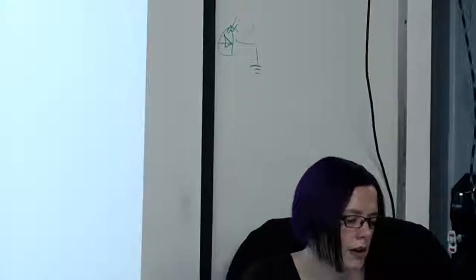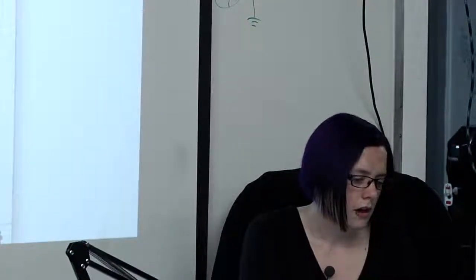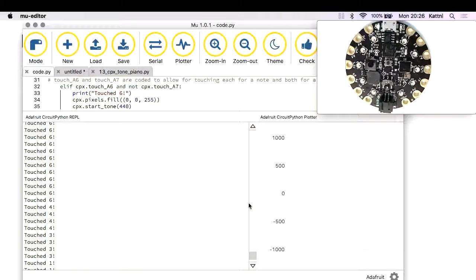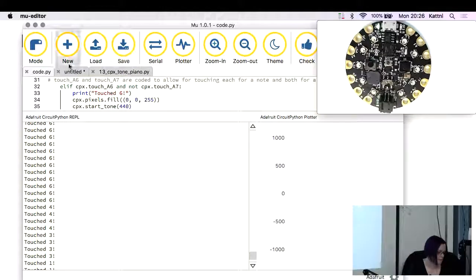But so the thing is, Mu has a plotter, which I did not have. I could run some code real quick now that I think about it. Hold on, let me pull something up.